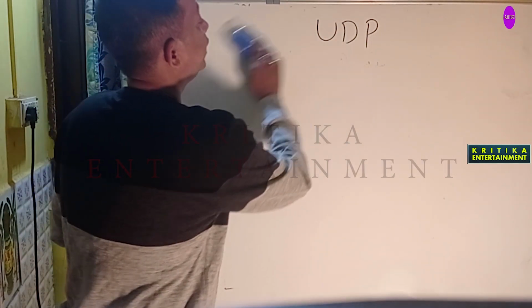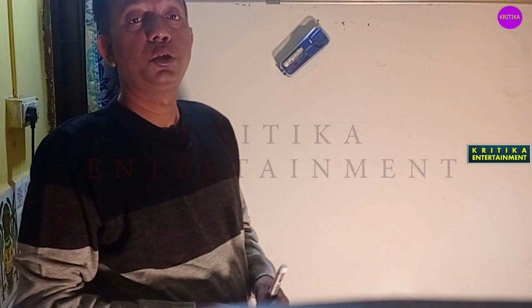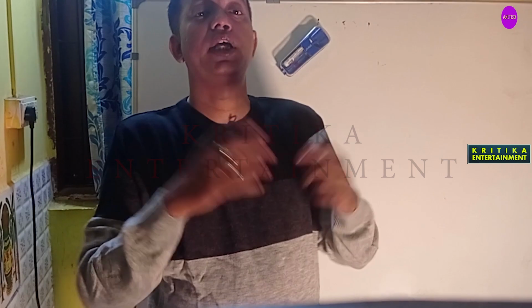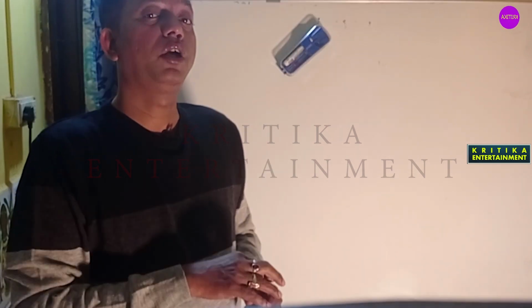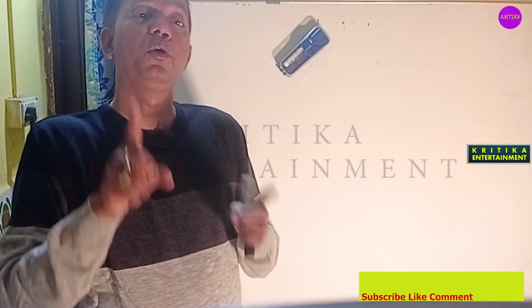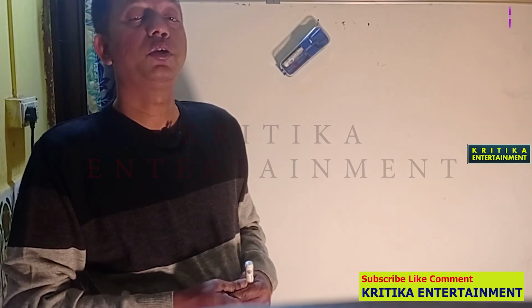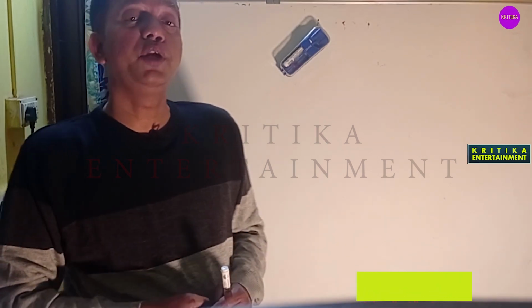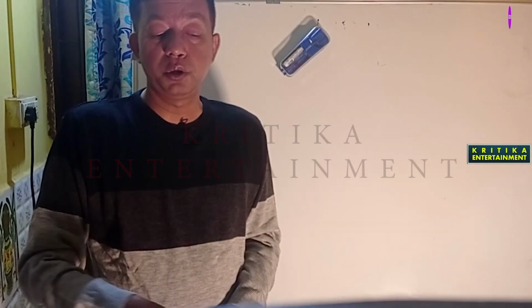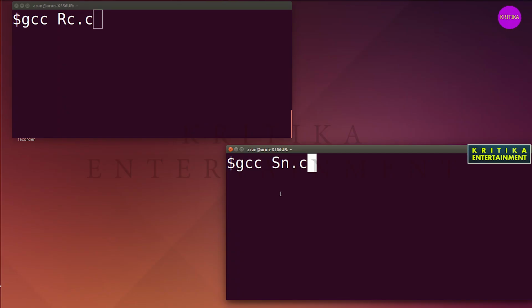So when you do a UDP program, it is a connection between two devices. The question that arises is whether we have to buy two machines or two systems from the market. No, there is no need at all. In one machine we can do UDP programming. How? In one machine you have to open two terminals. I have opened two terminals here. You can see in the window, RC stands for receiver, and here SN stands for sender.